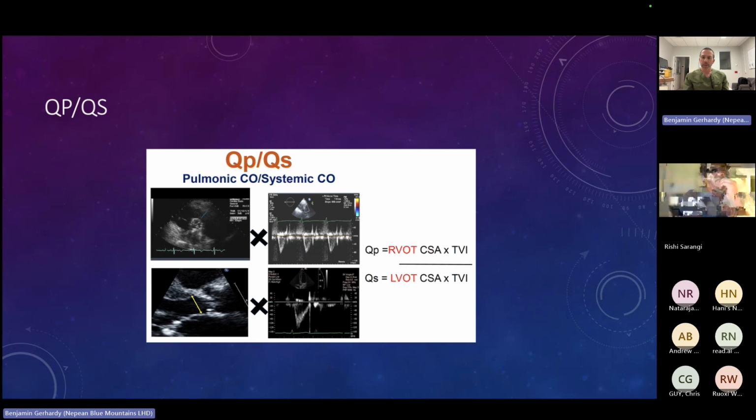So QP:QS, this you'll come across in the physics components already. It's really just checking what the blood flow is, how much blood flow is going out through the right heart, how much is going out through the left heart. If you've got more going out through your right heart than your left, it means you've got blood somehow sneaking back into the right heart without going through your left ventricular outflow tract.